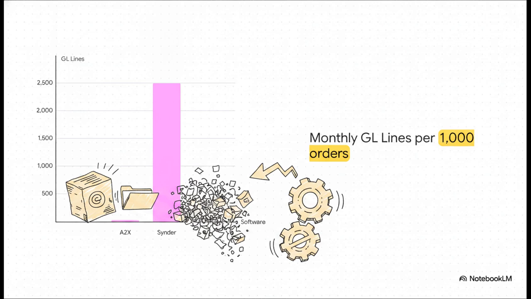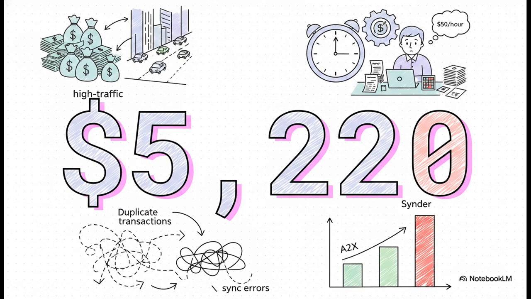If you start doing serious volume, it can slow the software to an absolute crawl. So the crucial point here is understanding your total cost of ownership. And that brings us to a rather surprising number, $5,220. This is the estimated annualized cost of running Synder for a growing store, compared to just about $1,100 for A2X. Why such a massive gap?